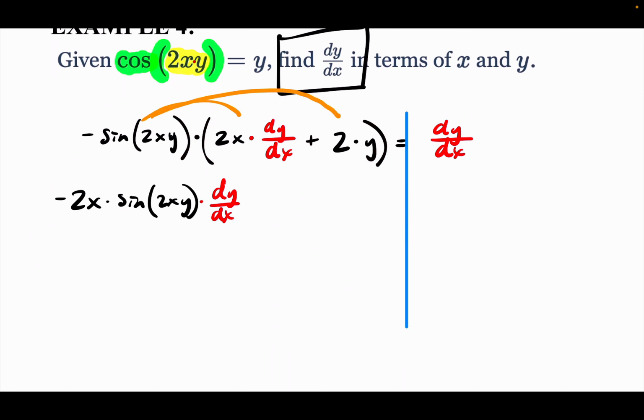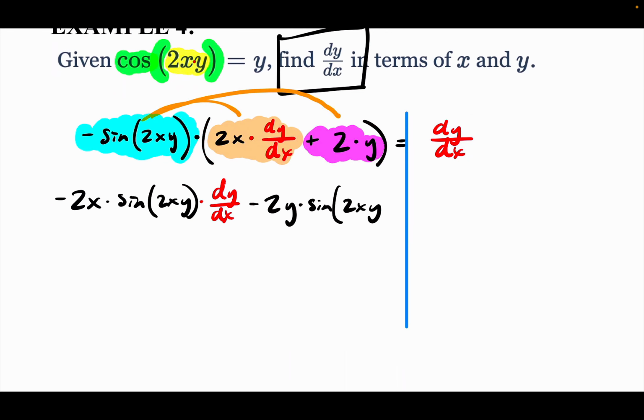Okay, so I multiplied this guy, I'll use a different color, times this guy. That's the first thing I did. That's that term. And then I'm going to multiply the blue times this guy. So it's going to be negative 2y times sine of 2xy. And then the other side stays dy over dx.